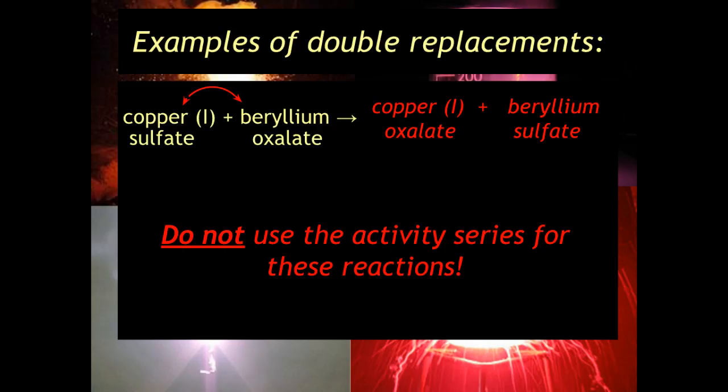Notice how I didn't even mention an activity series of metals or how reactive metals are. If you're in a double replacement, it doesn't matter how reactive your metal is compared to the other metal, or how reactive your non-metal is compared to the other non-metal. You will switch partners. So you do not need to use your activity series sheet for a double replacement reaction.